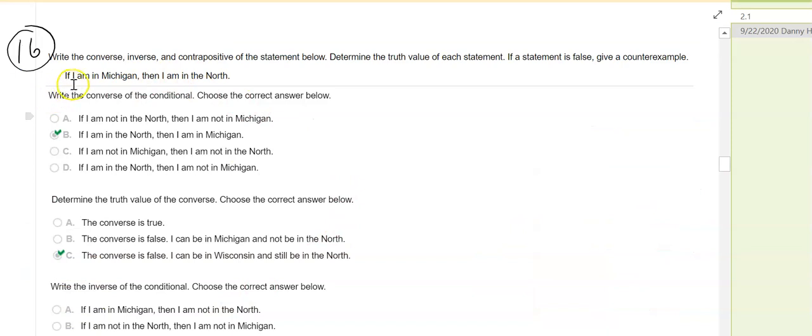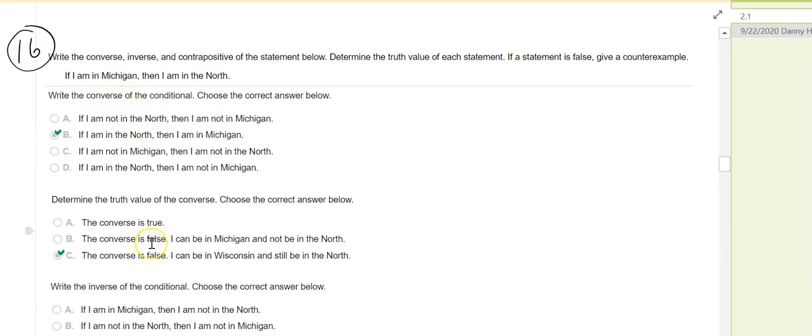So we're looking at our conditional. If I am in Michigan, then I am in the north. So I'm simply exchanging that order of things. If I am in the north, then I am in Michigan. So that's all we've done here to write the converse of that statement.